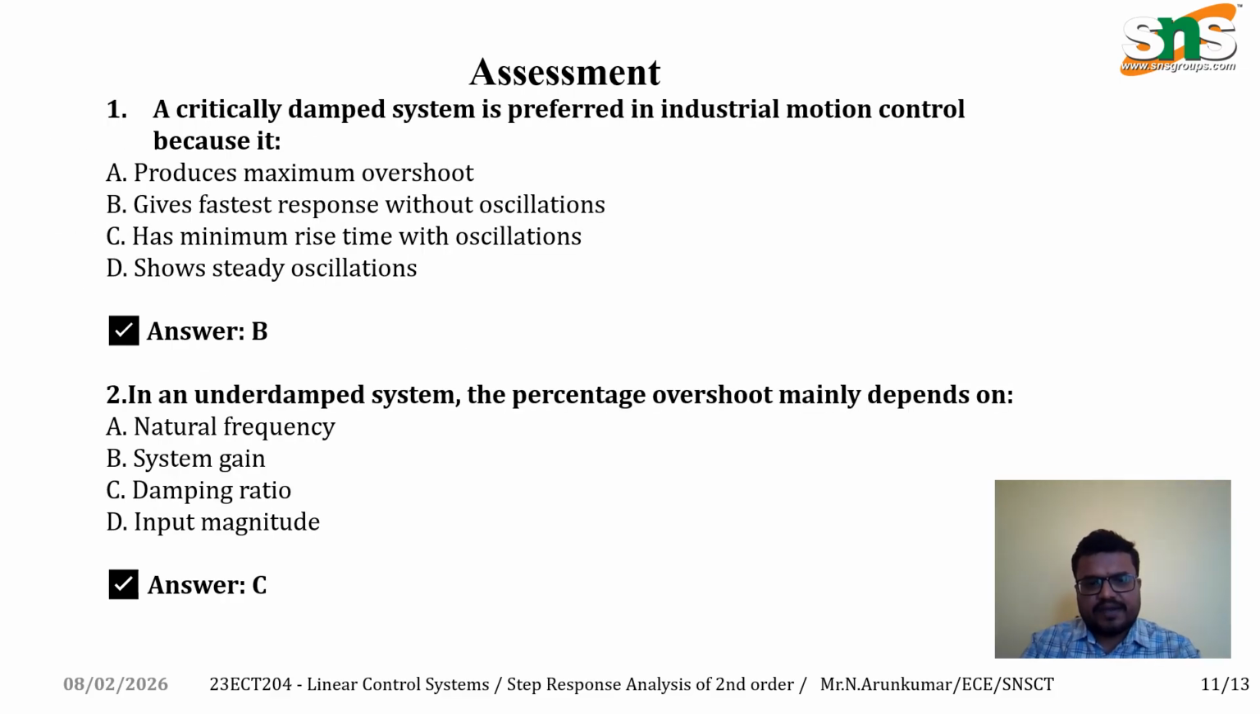Assessments. The critically damped system is preferred in industrial motion control because it produces maximum overshoot, or gives the fastest response, or has maximum rise time with oscillations, or steady oscillations. The answer is it gives the fastest response without oscillations, so we use critically damped conditions. In an underdamped system, the percentage overshoot mainly depends on natural frequency, system gain, damping ratio, and input magnitude. The main condition is the damping ratio. It alone defines the overshoot of the systems.